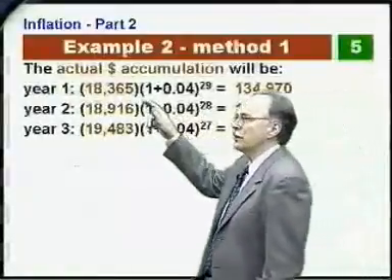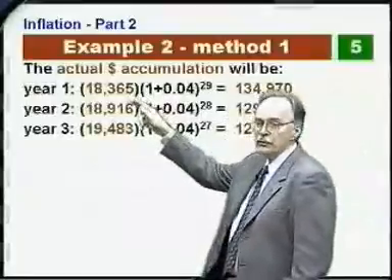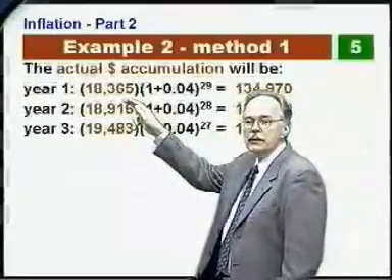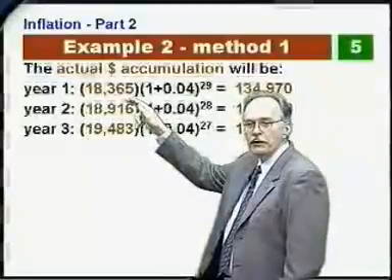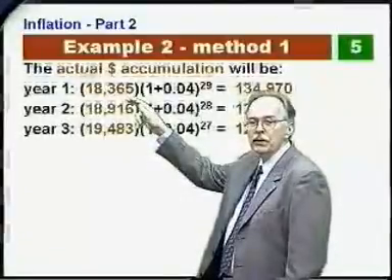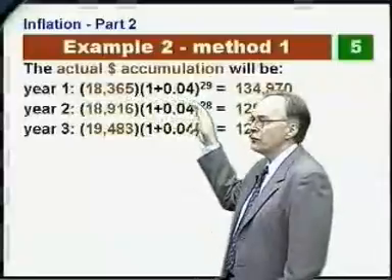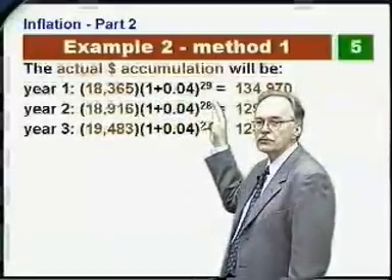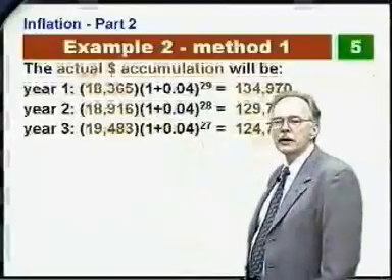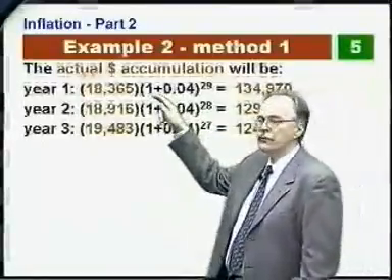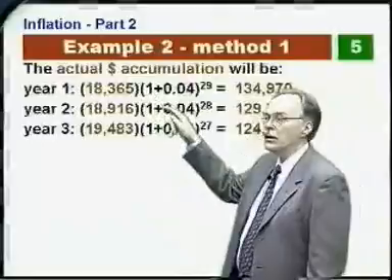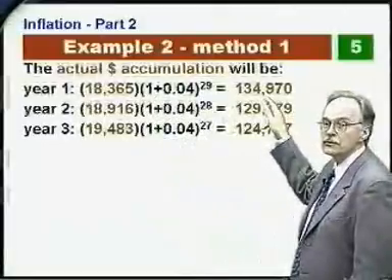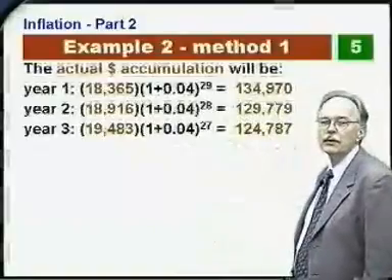The actual accumulation then would be as follows. Our first deposit was $18,365. That's the constant dollar deposit with 1 year worth of inflation factored in. Our real interest rate is going to be 4%, and this particular deposit will earn interest for 29 years. So 29 years later, from time 1, the end of the first year, to the end of the 30th year, that's going to result in $134,970. That's just the first deposit.